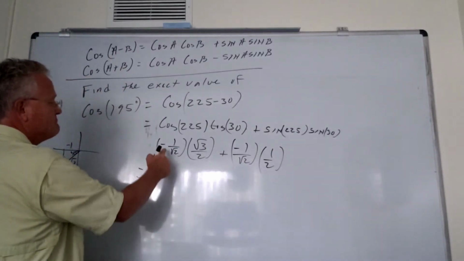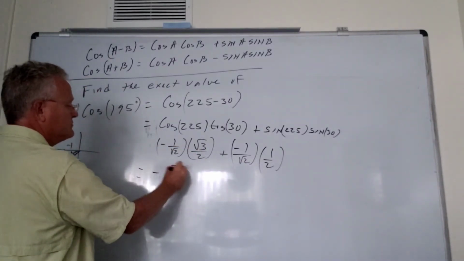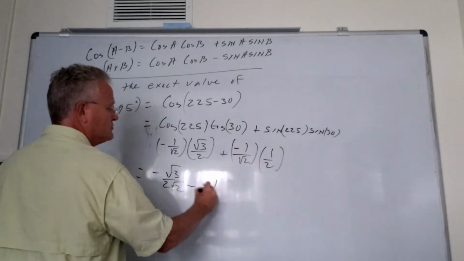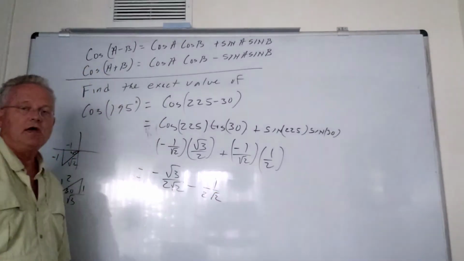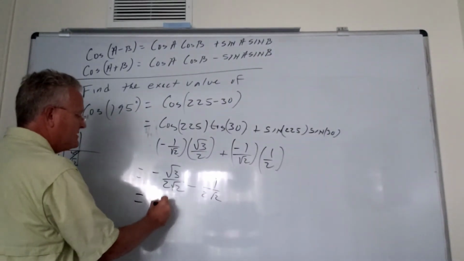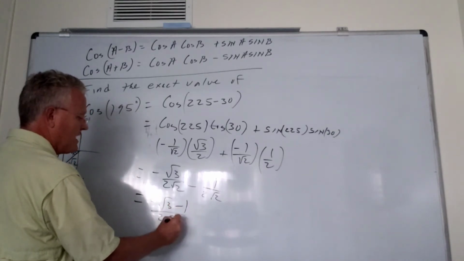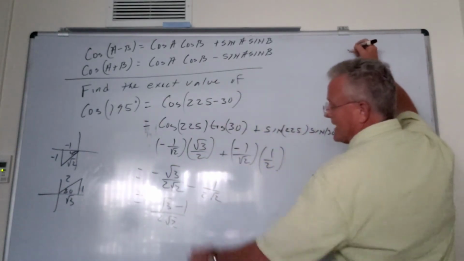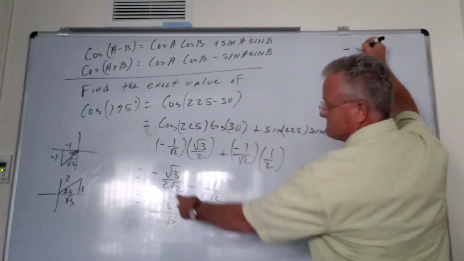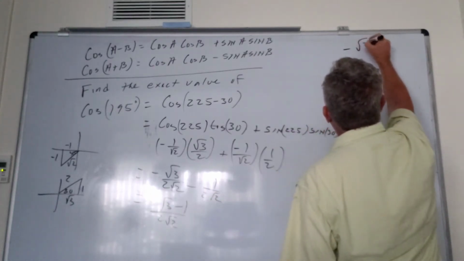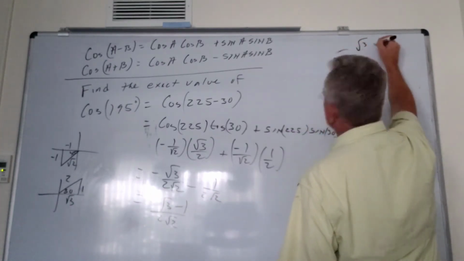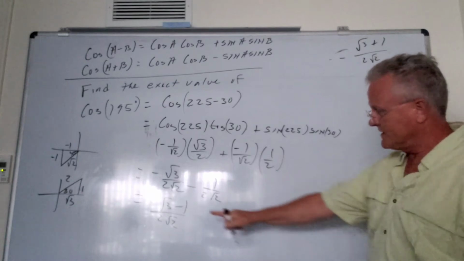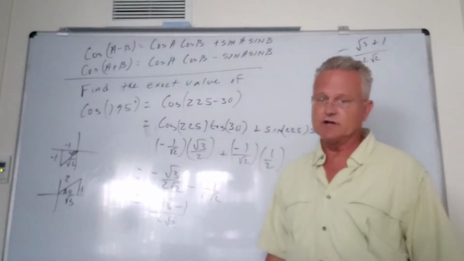So what we end up with is minus root 3 over 2 root 2 minus 1 over 2 root 2. And just combining, we get minus root 3 minus 1 over our common denominator of 2 root 2. So let me just write that result. And I could factor that negative out and write this as minus the entire quantity of root 3 plus 1 over 2 root 2. So that entire quantity is negative. That's the same thing as this. I just factored out a negative.